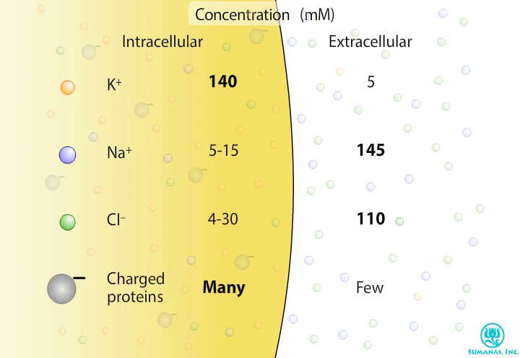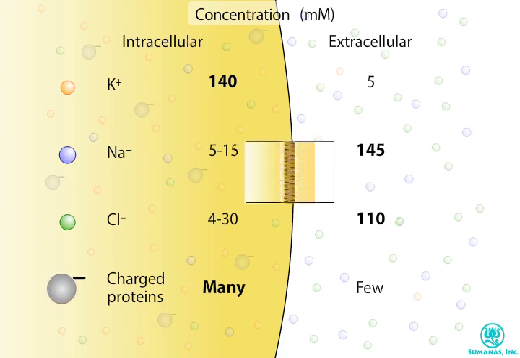In a typical neuron at rest, there is a large difference in the concentration of ions such as sodium and potassium between the intracellular and extracellular environments. In addition, the interior of the cell has a high concentration of protein ions, each with a considerable negative charge.